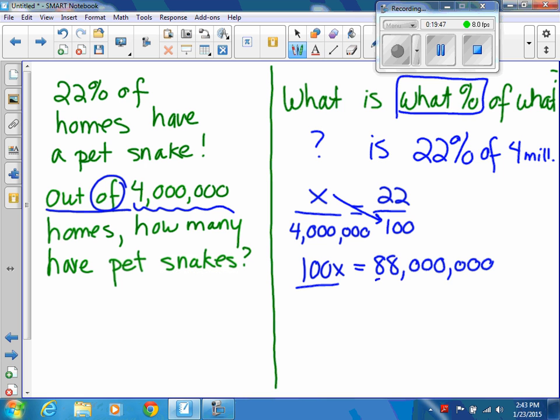Okay, let's divide both sides. We're going to divide it by 100. X is equal to, again, let's cut off zeros. 2 here, 2 here. So now I have 88, 1, 2, 3, 4. There's 4 zeros right here. So that gives me 880,000. That's how many homes have pet snakes. That's too many for me.